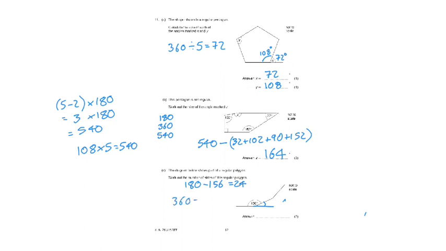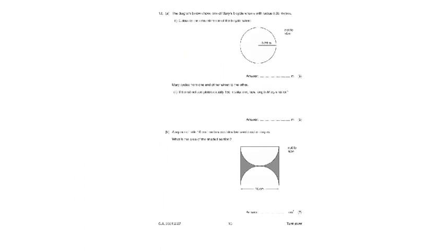Because 360 is all of them. So I think that's 15, but let's just check. 360 divided by 24. That's 15. So there are 15 sides. Okay, because each of them has got to add up to 360 in total. Each one's 24, so 15.